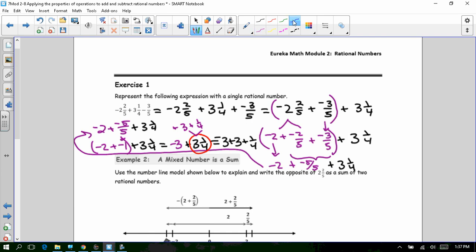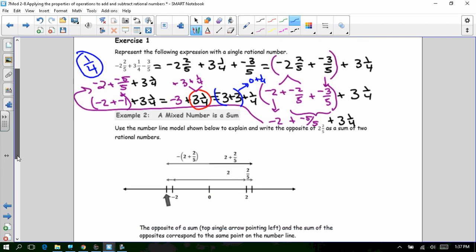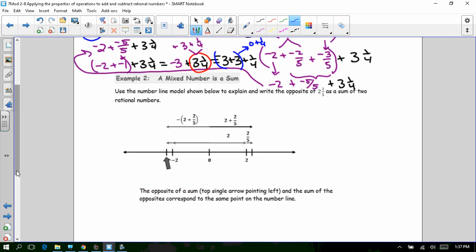Now I've got -3 plus 3. Oof, what a grand mess here. That is equal to 0 plus my 1/4. Oh man, how are you guys going to find this answer? My answer is 1/4. Wow, I apologize for that big old mess. It's all over the place. Well, let's try it again on example 2. Maybe it'll be a little neater on this one.